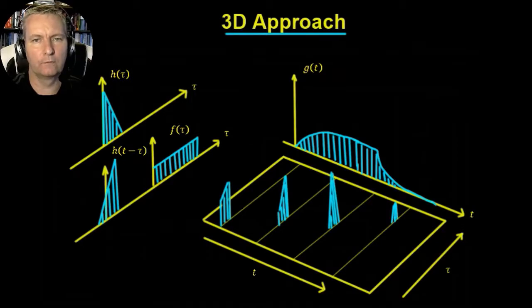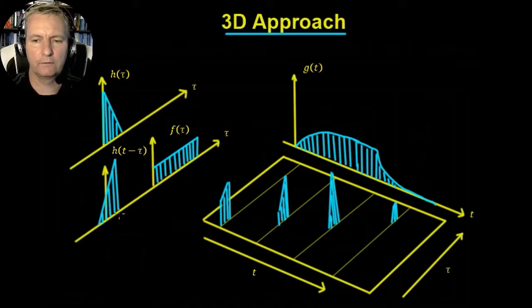So here's our process of convolution shown in 3D. Now we had our original function, which was our f of t, which we've now introduced the dummy variable tau, and we've called it f of tau. We also had our function h of t. Again, we've introduced this dummy variable tau, we've called it h of tau. We've then taken this function, which is our h of tau, we've flipped it on the y-axis, and it's become h of minus tau. And then we've slid it along the tau axis here, and it's become h of minus tau plus t. So in effect, that then becomes h of t minus tau.